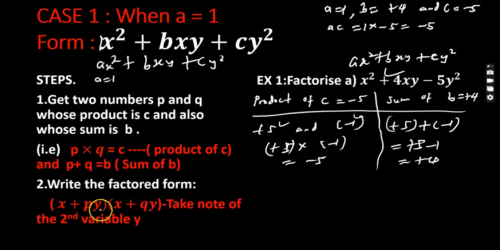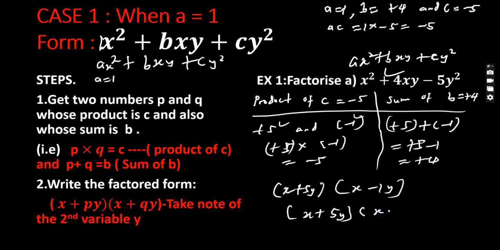What's the next step? Write the factor form: x plus py, x plus qy. Don't forget that we have x squared here, so just open a bracket: x, x. What are the p and q now? Plus 5 and minus 1. Don't forget the second variable. What is the second variable here? y. So you put y, y. So the final answer is x plus 5y, x minus y. That is how to factorize this.